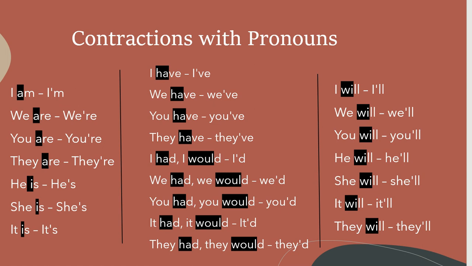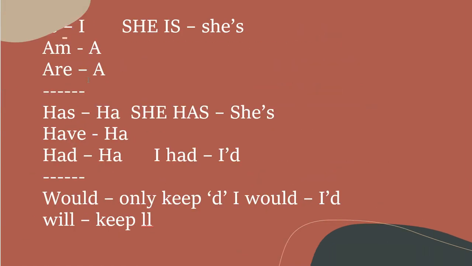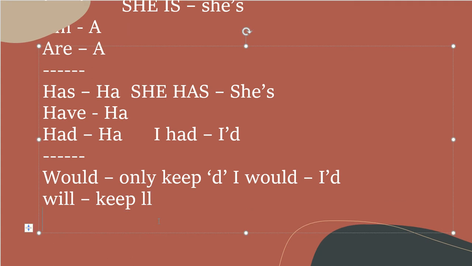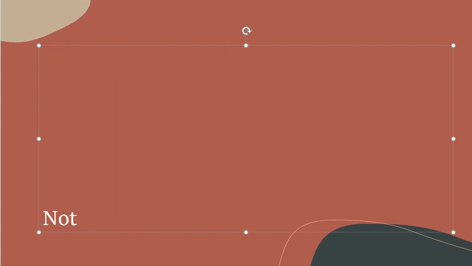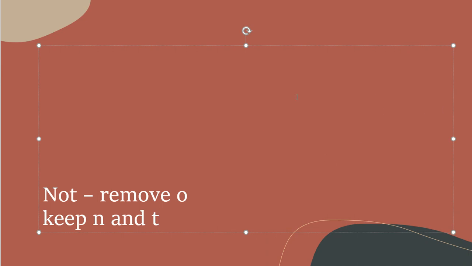Again, a new concept. Till now we have studied is, am, are. We have to remove the first letter. Has, have, had. Remove HA. Would, only keep D. And will, keep double L. Now, what about not? It's again a new concept. You know what we do in not? We remove O. Remove O, keep N and T. You just have to remove O. Strike off this O. Remove this O. Keep N and T.